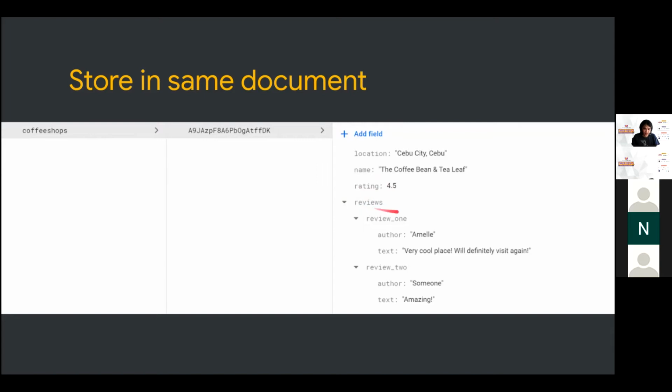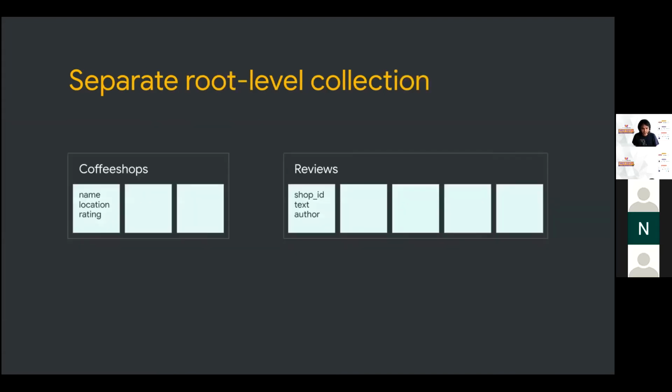Third, it's difficult to perform queries on the reviews. If you want to do things like get all reviews written by Arnelle or get the top 5 reviews, we can't do that using Firebase queries. We have to do that on the client, like on the web app or the mobile app. So this is not a good idea for data that keeps on growing. So let's take a look at the other approaches.